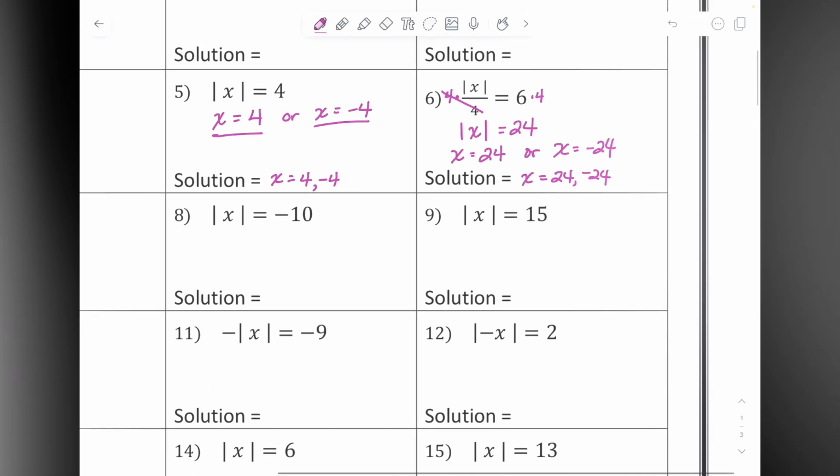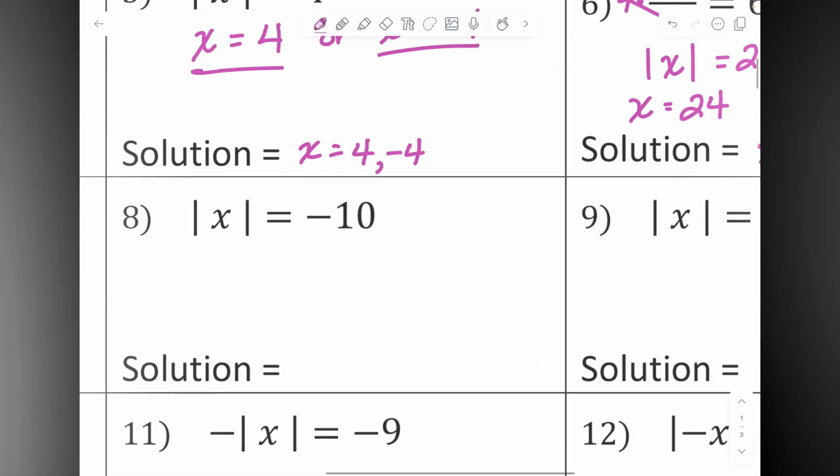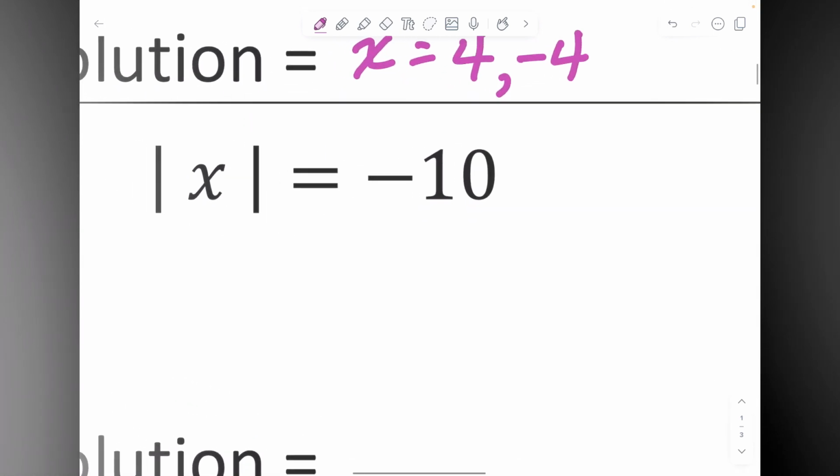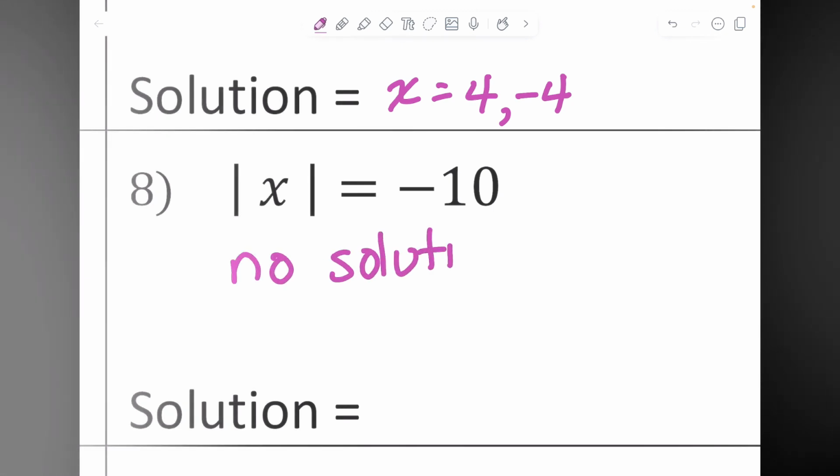Let's look for a trick question. This one right here is a trick question. Absolute value of x is equal to negative 10. This one right here would be no solution, and the reason is all absolute values are positive.